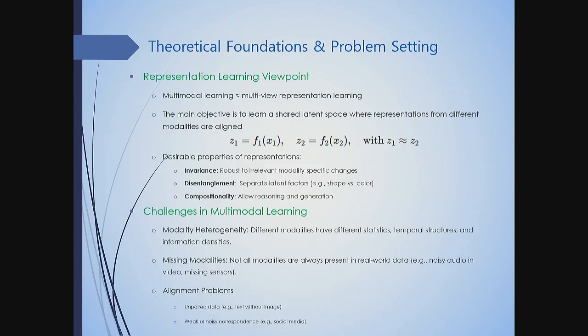So this is one thing. And sometimes you have missing modalities. Missing modalities means that not all modalities are always present in real-world data. Sometimes there is noisy audio or video, missing sensors and so on, or even alignment problems. Alignment means you have some data that are not paired across the two sets, for example modality X1 and X2 that are not paired, or weak or noisy corresponding data. So these are some challenges when you venture into multimodality.